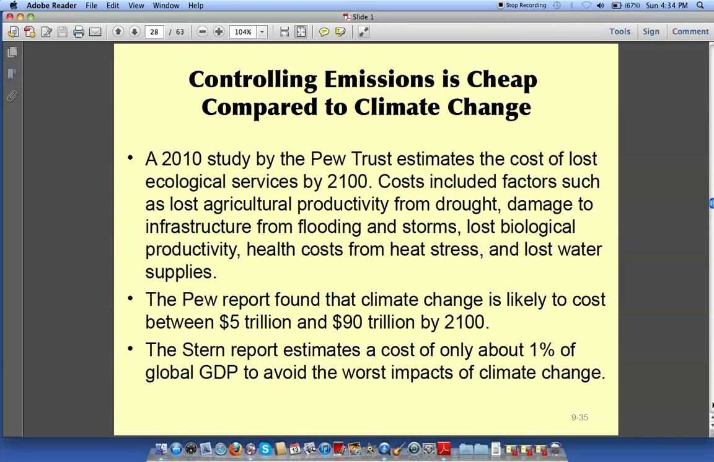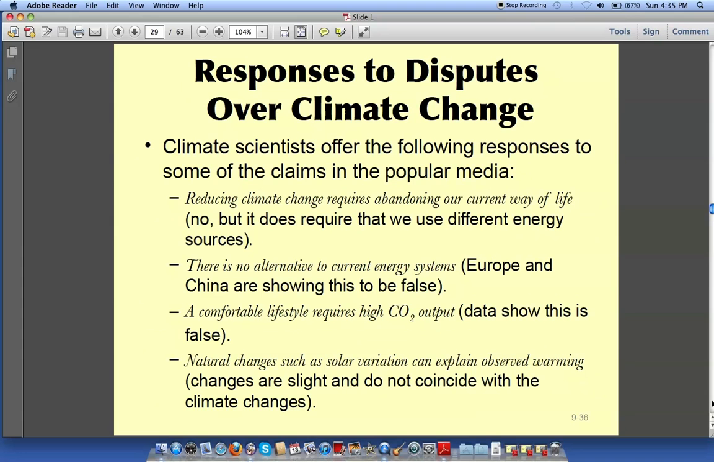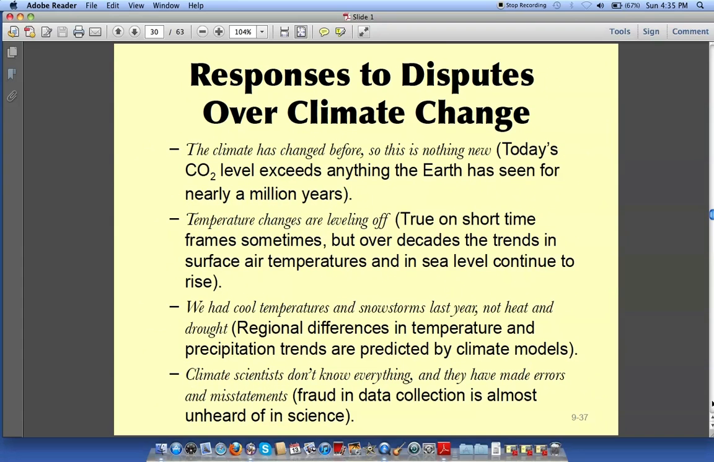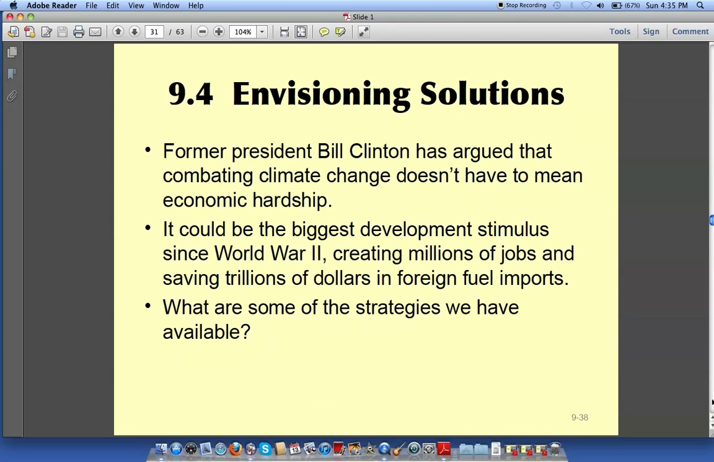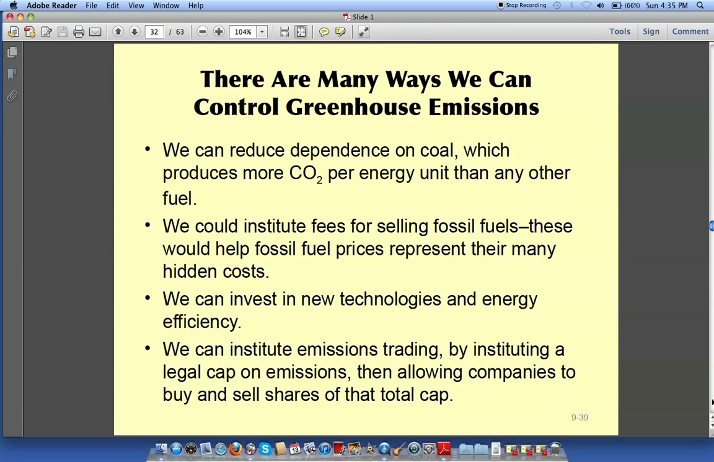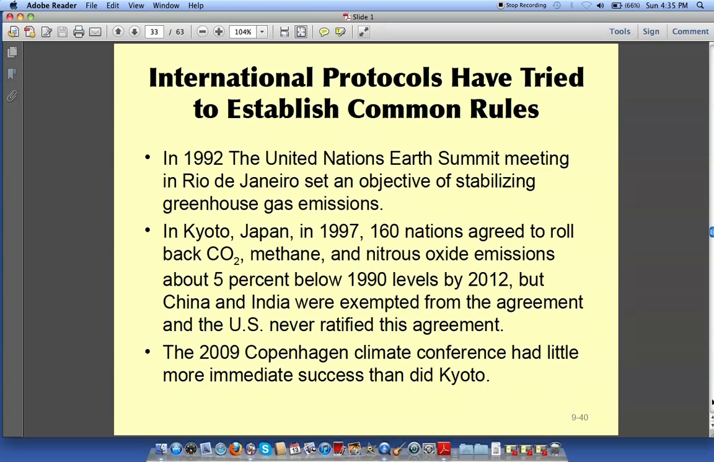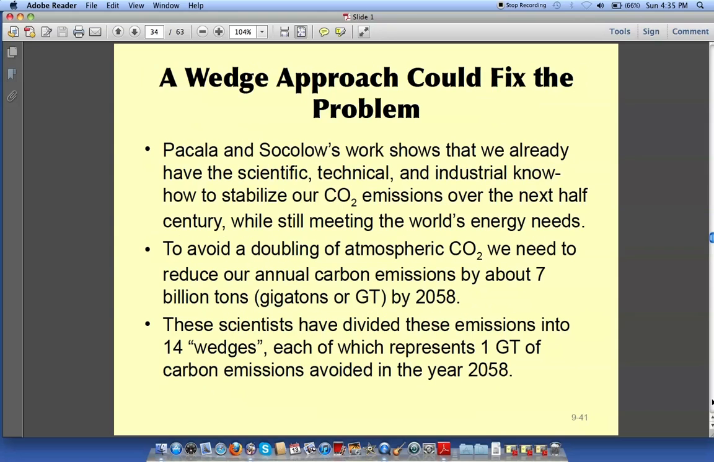Okay, we could review this, and it talks about controlling our emissions, although we do have emissions standards. Maybe they're not enough, and we should maybe do more. Different opinions about climate change, and what can we do about it? How can we control greenhouse emissions? Internationally, how can we control this?